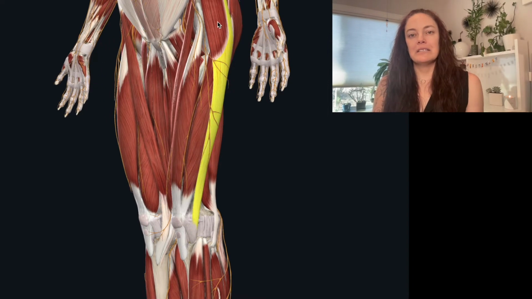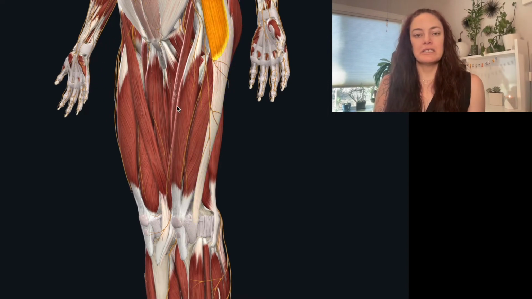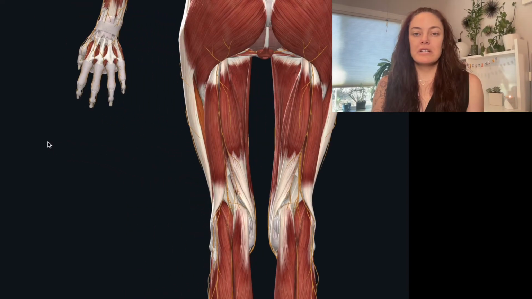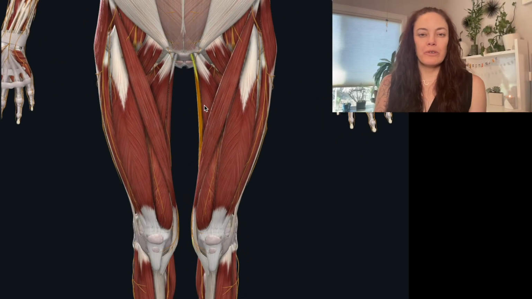Our TFL up here, tensor fascia lata. We're going to be talking about our quads, so all of our quad muscles in the front. You've got your hamstrings in the back, right? So curl your leg up. We've got our adductors. So those are all of our groin muscles on the inside. We'll get deep into those.